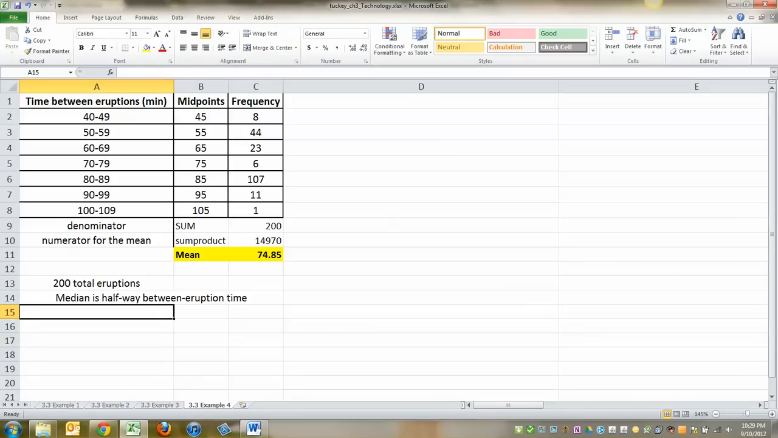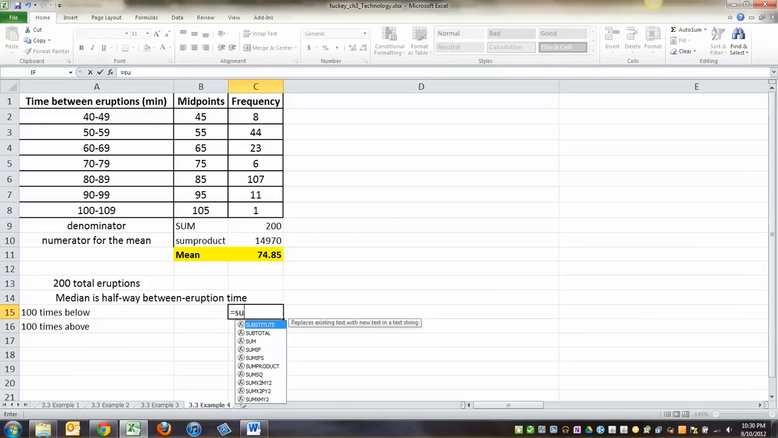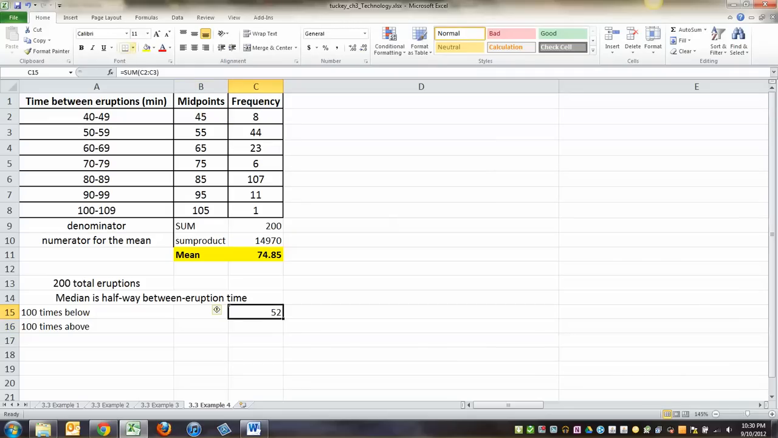So that means there is going to be 100 times below it and 100 times above. Now, where would that happen? So let me just figure this out here. If I take the sum of this one and this one, I get 52. All right, let me do it again. Sum of 84, whoopsie. Sum, there we go.